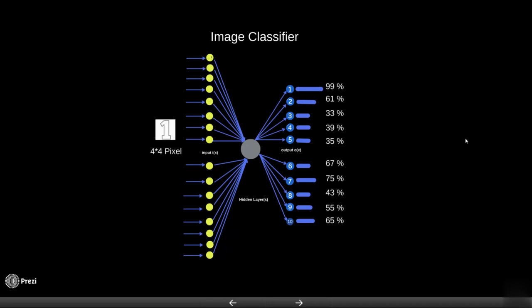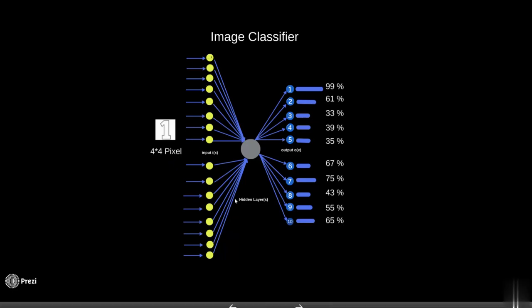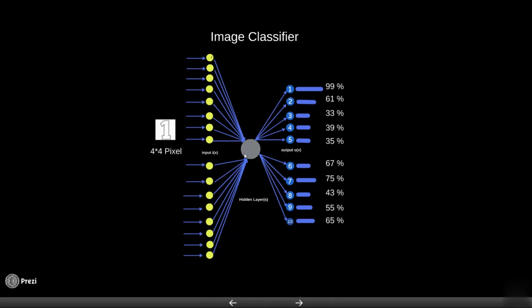Now what we have here is an image classifier in the form of a feed-forward neural network. What we have done is abstract all the hidden layers and the neurons into one big neuron here. The input is an image of 4 by 4 pixels, so that is 16 pixels. Hence you have 16 input nodes. You have an abstracted hidden layer, and on the output side you have 10 nodes because the input could be numbers from 1 through 10.